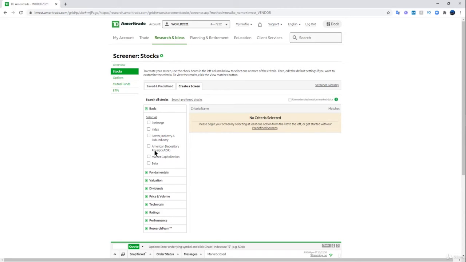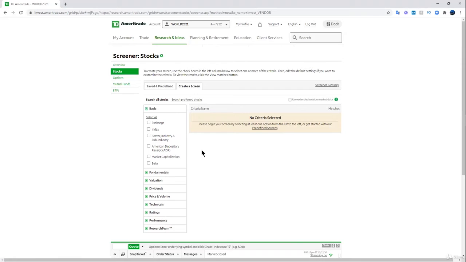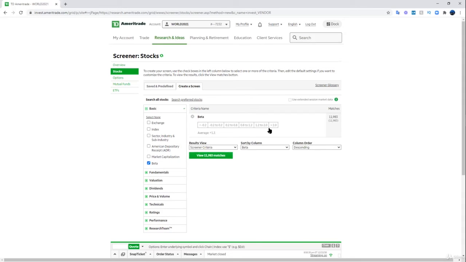So anyway, this is called a stock screener. If you have Ameritrade, you go to research and ideas, go to screeners and click stocks. And the reason this is important is because this allows us to go through those data points that we just went over without having to start and go through literally 12,000 different stocks. So as we see here, we got about 12,000 stocks here, but this is where the data science comes in.